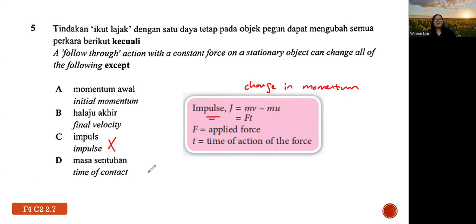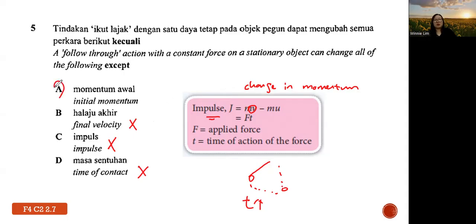As you can see, impulse is not the answer. And the time of contact also not, because follow-through means, for example, you hitting a golf ball. You swing the golf club, and then you hit the ball. During this follow-through, you're actually increasing the time. Your purpose is to increase the final velocity, and you also cause the impulse to increase. So final velocity also has to change, so that's why this is not the answer.